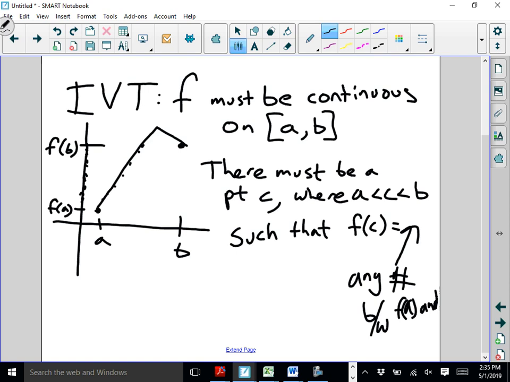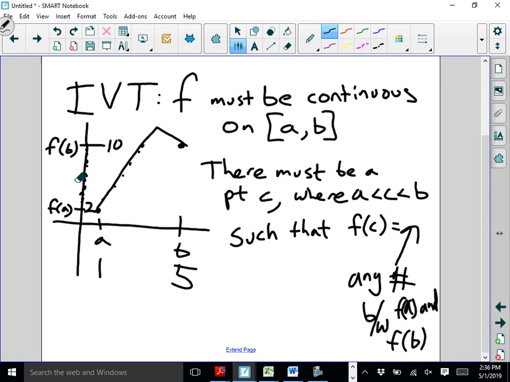Right? So for example, let's say a is 1 and b is 5. f of a is 2 and f of b is 10. Then for any number between 2 and 10, there must be a corresponding f of c value that equals that number, right? So it's guaranteed that there's an f of c that equals 3, or an f of c that equals 9, or an f of c that equals 5. Any number between 2 and 10, there must be a c value between a and b such that f of c equals that number. Okay?